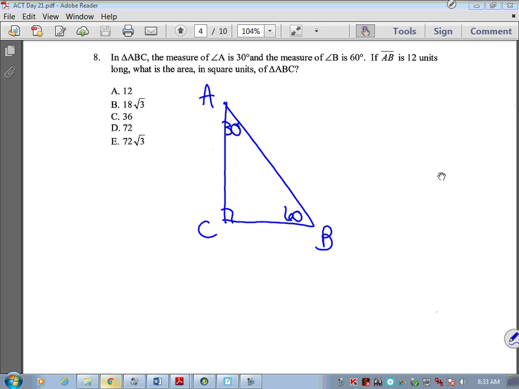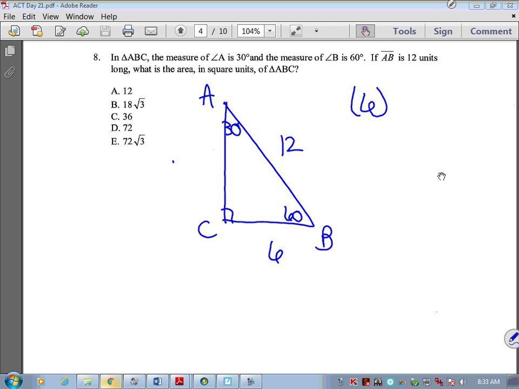So they tell me that AB right there is 12 units long. What's the area in square units of triangle ABC? Well, 12 is the only thing I can't use to find the area here. But I do know that my 30 side is going to be half of my hypotenuse. So this is going to be 6, which is my base.